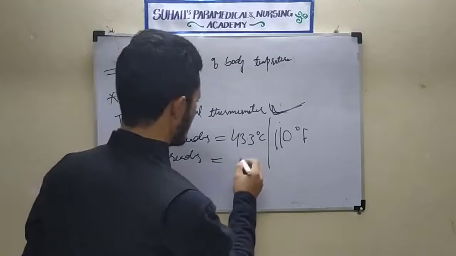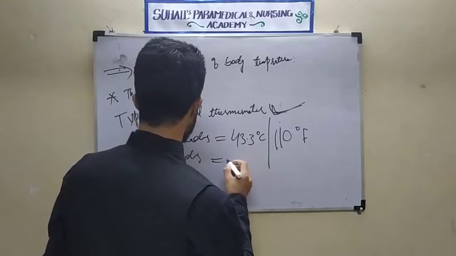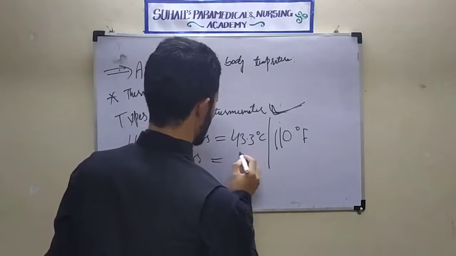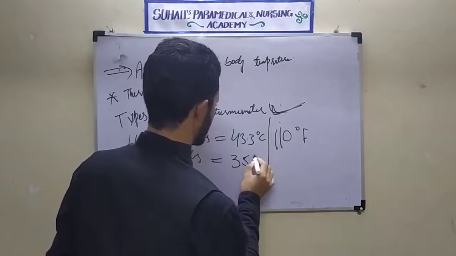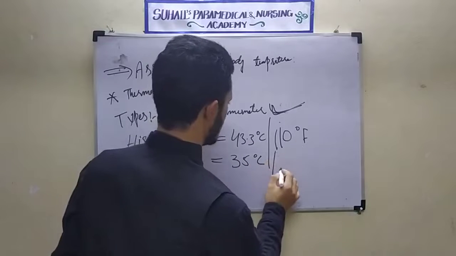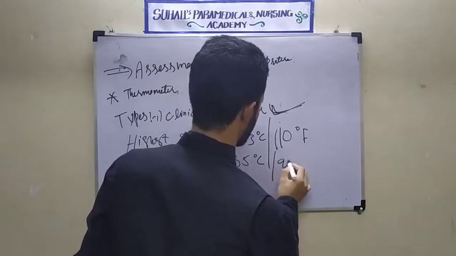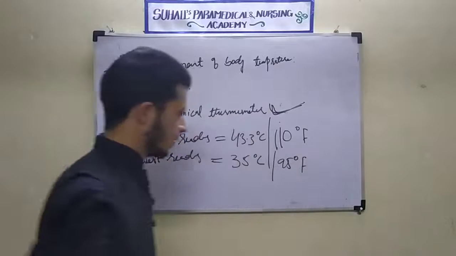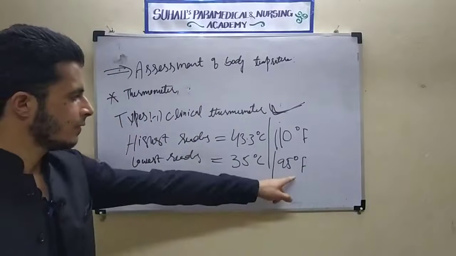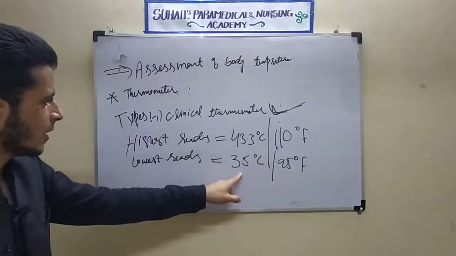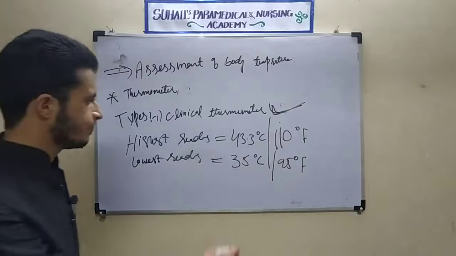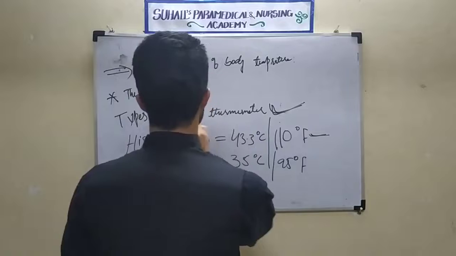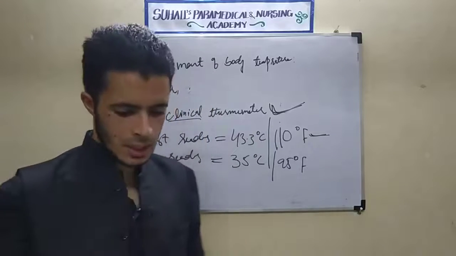The lowest reading is how much? 35 degrees Celsius, or we can say 95 degrees Fahrenheit. 35 degrees Celsius, 95 degrees Fahrenheit. This is the lowest reading, and this is the highest reading, for the clinical thermometer that we are using in the clinical setting.